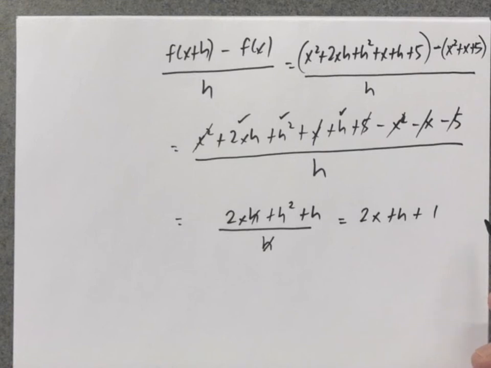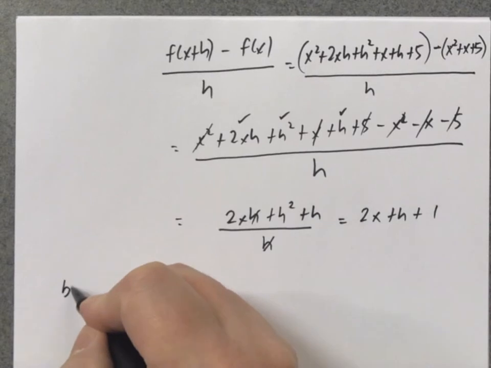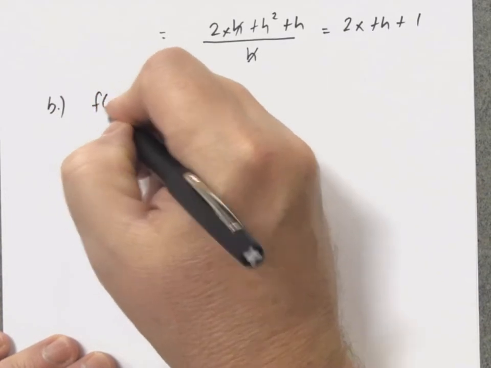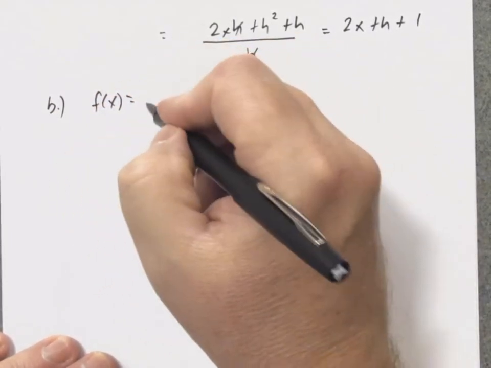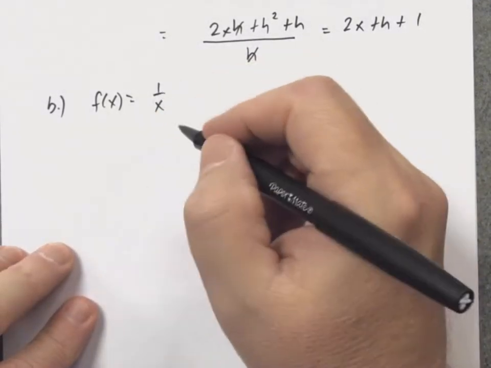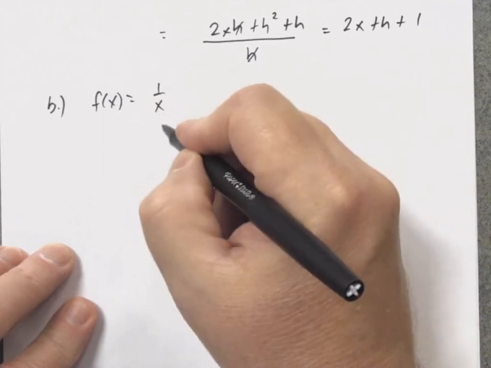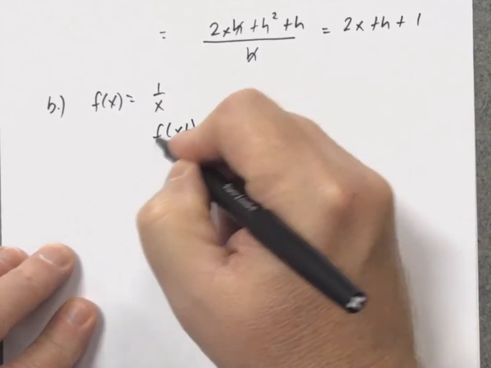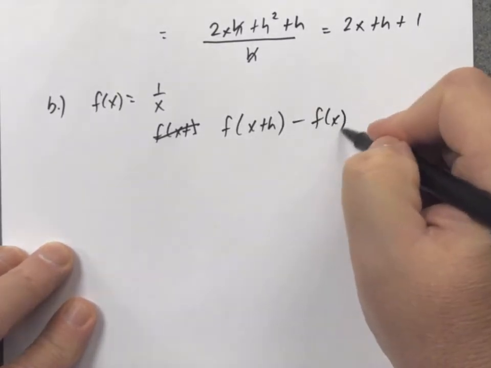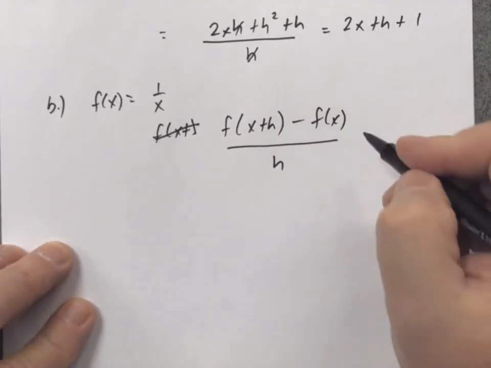All right, that was a lot of algebra, sort of messy, but unfortunately that's what happens when you do these difference quotients. Now that was part A. Part B, they give us another function. Now the function looks simpler. We'll see what it's like once we actually find the difference quotient. So once again, let's write down the difference quotient. So for this function, we're asked to determine the difference quotient.